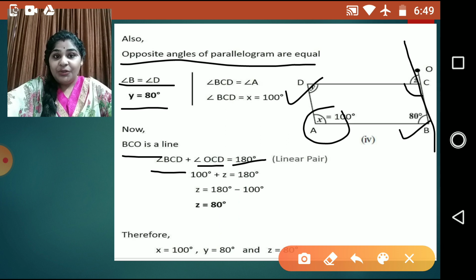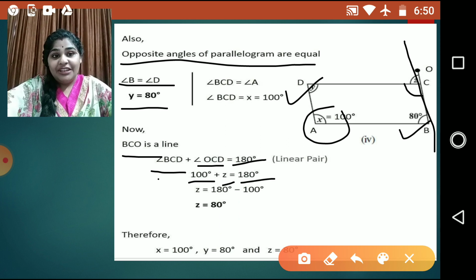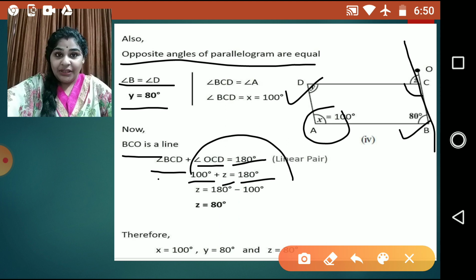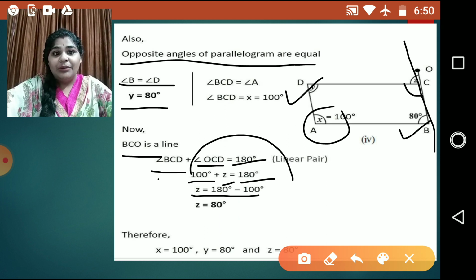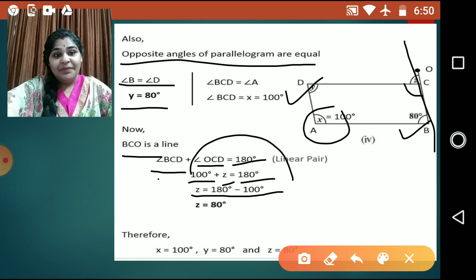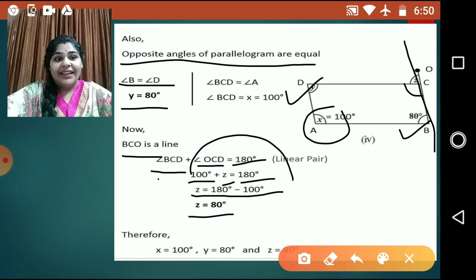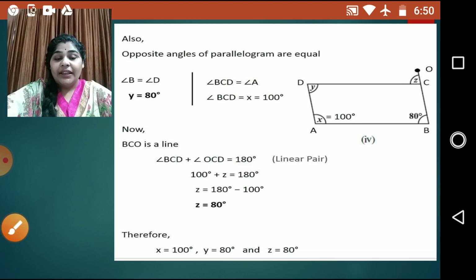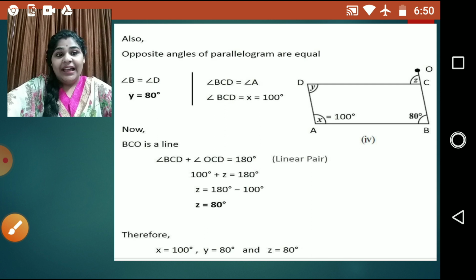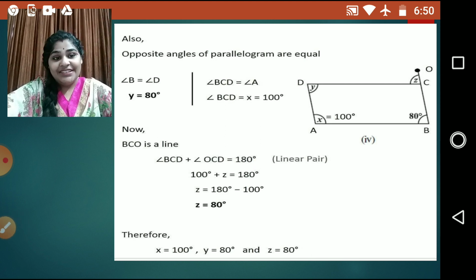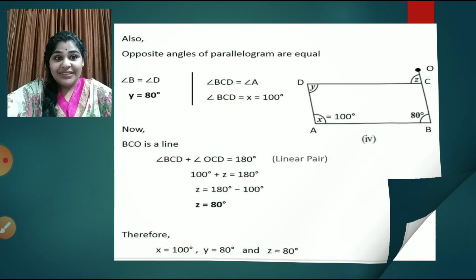So let us substitute whatever we have. We have angle BCD, which is equal to 100 degrees, plus angle Z is equal to 180 degrees. Now this is an equation. We transpose 100 to the other side. So Z will be equal to 180 degrees minus 100 degrees. That is Z is equal to 80 degrees. Therefore, angle X is 100 degrees, angle Y is 80 degrees, and angle Z is 80 degrees again. I hope you understood now how to solve these sums.